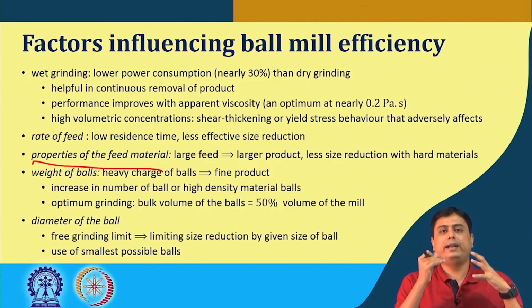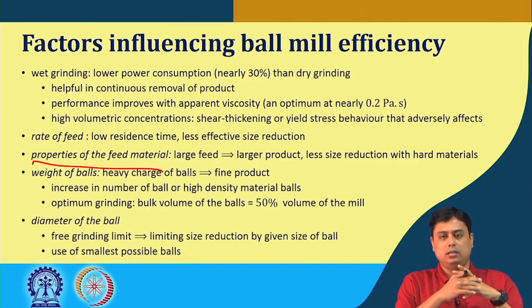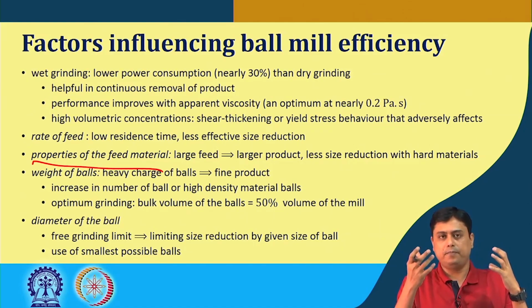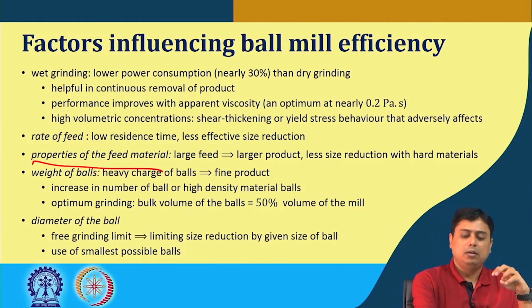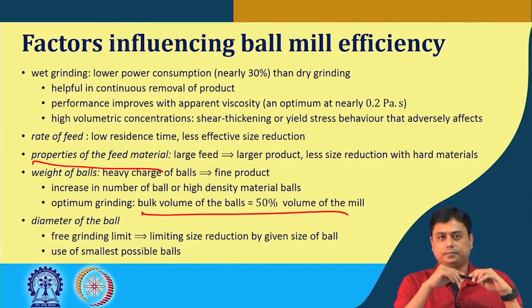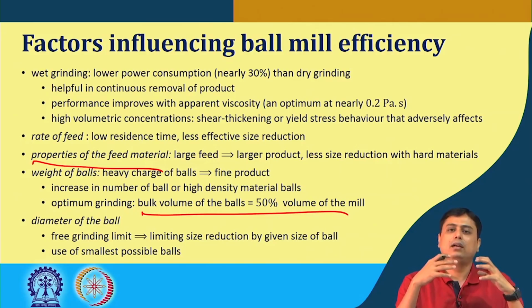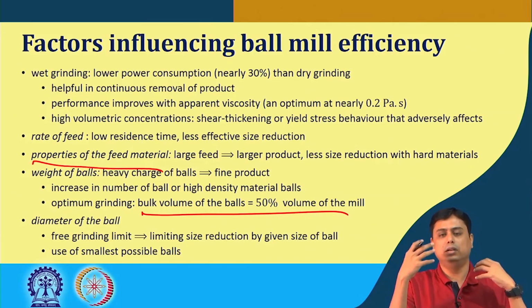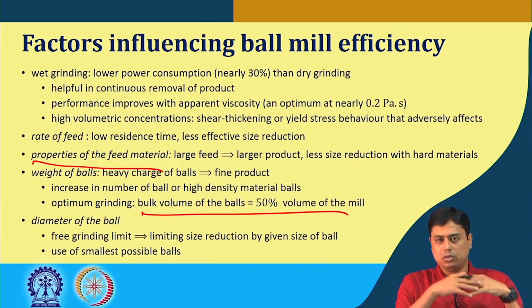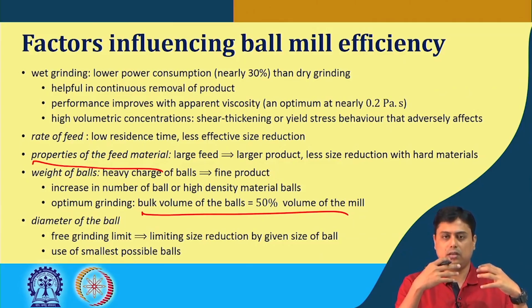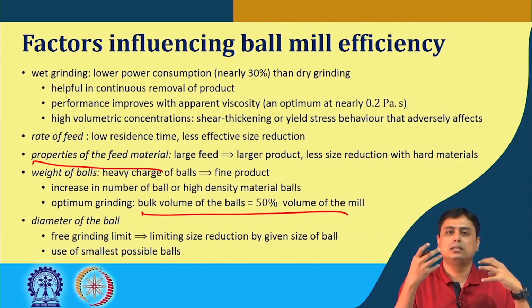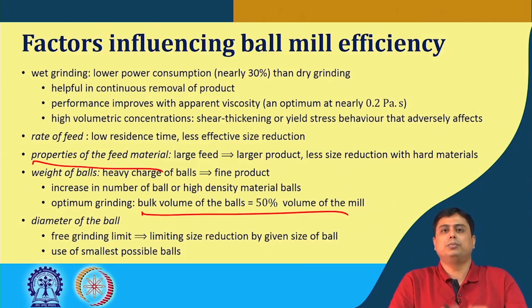There is an optimum grinding limit that can be obtained, and that can be obtained when the bulk volume of the balls is nearly 50% volume of the mill. If you exceed that, the grinding limit of this ball mill decreases, the efficiency decreases. So, there is a volume restriction. By keeping that, sometimes high density materials are helpful in increasing this charge of the balls.